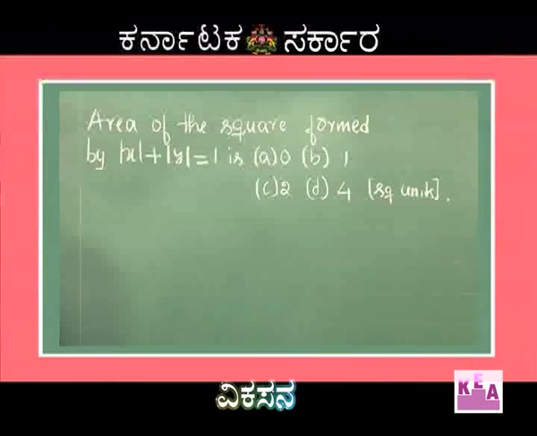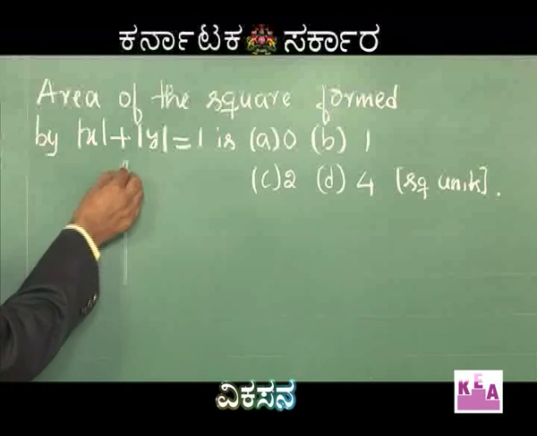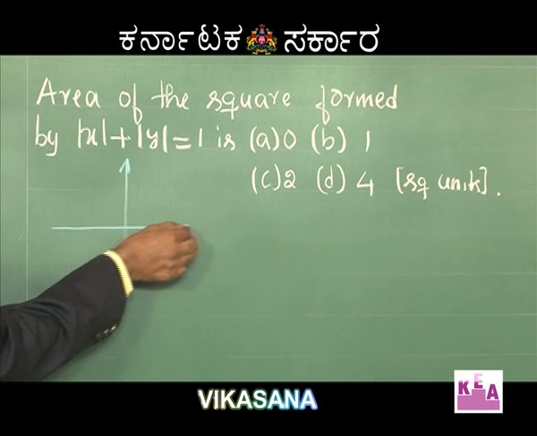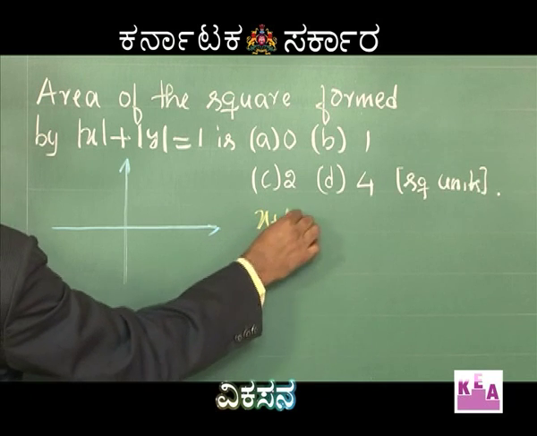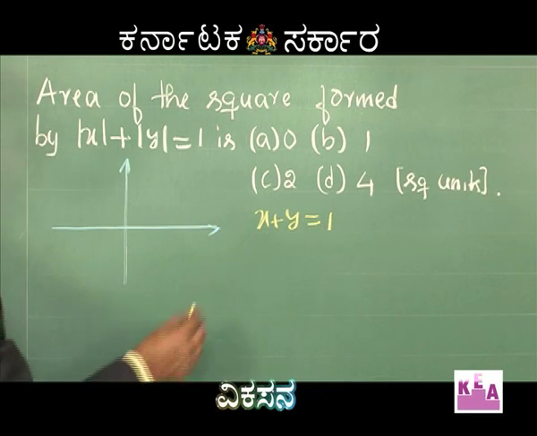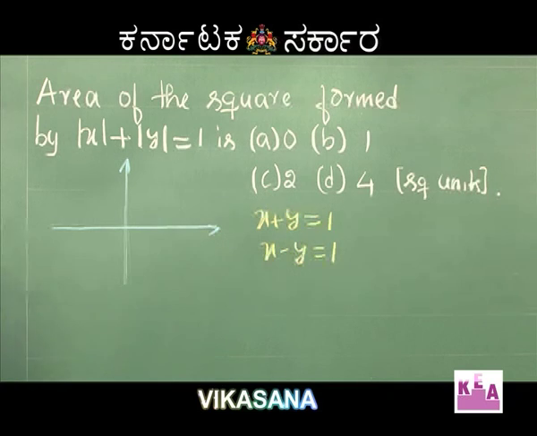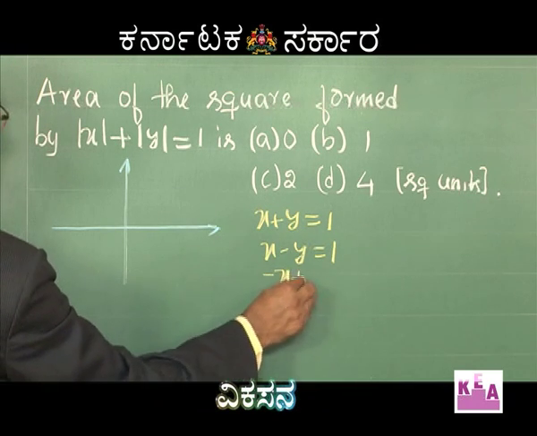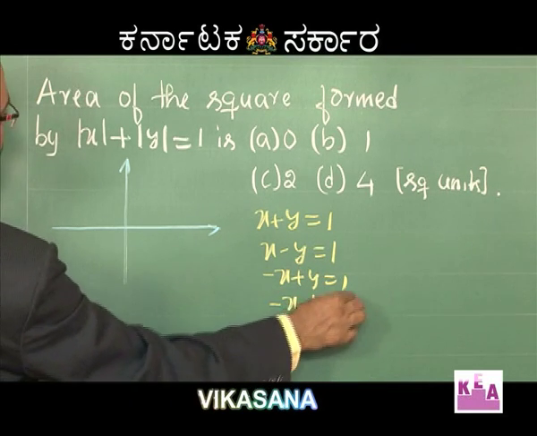The next question is, the area of the square formed by mod x plus mod y is equal to 1 is. There are 4 options. We will look into the options later. Let us draw mod x plus mod y is equal to 1 first. Do you agree with me? Mod x plus mod y is equal to 1 means it is actually x plus y is equal to 1 when both x and y are positive, and x minus y is equal to 1, that is the second possibility, when y is negative and x is positive, and minus x plus y is equal to 1, that is the third possibility, and the fourth one is minus x minus y is equal to 1.